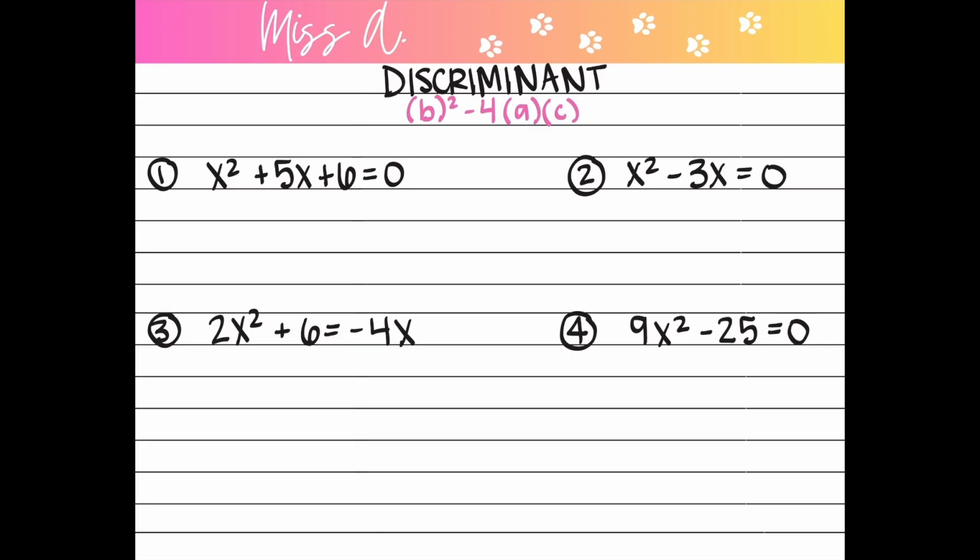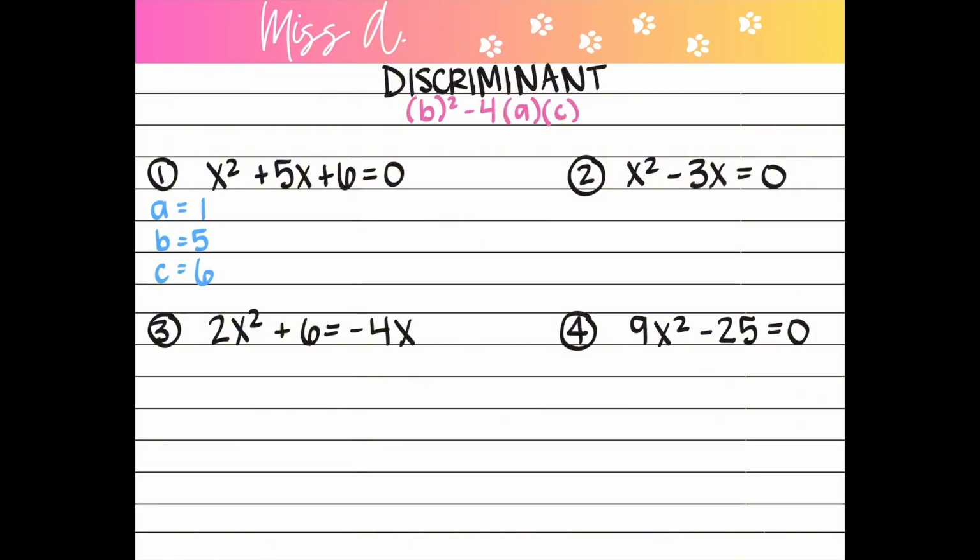So first thing I want to do, looking at number 1, is I need to identify what are my A, B, and C. Now my quadratic equation needs to be in standard form to be able to identify A, B, and C, which this first problem is. I've got x squared and then 5x and then 6. So I just go down the line, I go in order. My A is the invisible 1 that's in front of x squared. B is 5, and C is 6. Notice all 3 of these numbers are positive. Now that I've got those 3 identified, I'm going to plug that into the formula that I've got up at the top in pink.